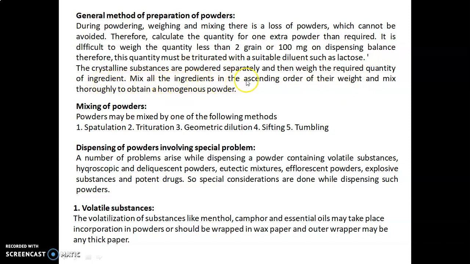Mix all the ingredients in the ascending order of their weight and mix thoroughly to obtain a homogeneous powder. Mixing of powders: powders may be mixed by one of the following methods, that is spatulation, trituration, geometric dilution, sifting and tumbling.